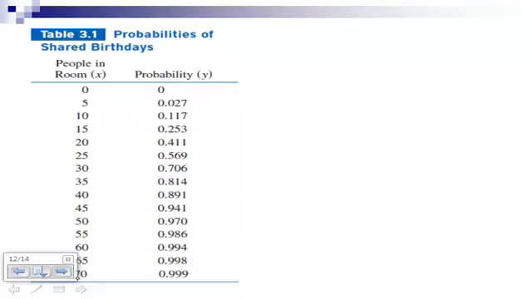If you have 5 people in a room, there's a 2.7% chance that 2 of the 5 share a birthday. If you have 10 people in the room, there's an 11%, almost 12% chance that at least 2 of the 10 will share a birthday. And when you get up to 25, there's almost a 57% chance that at least 2 people share a birthday.